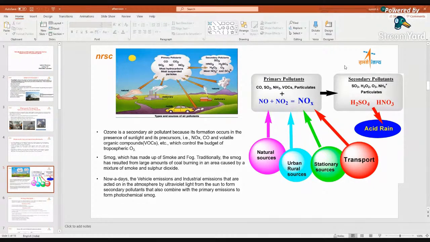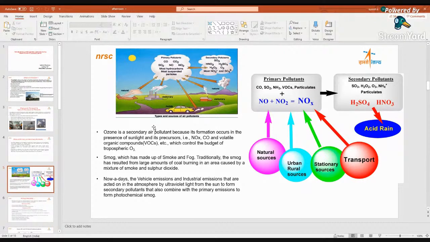And secondary pollutants are formed when a reaction occurs between a primary pollutant and some other pollutant. For example, acid rain. And smog and ozone are all secondary pollutants. You can call ozone a secondary pollutant because its formation occurs in the presence of sunlight and its precursors. Precursors are those used in the formation of ozone.